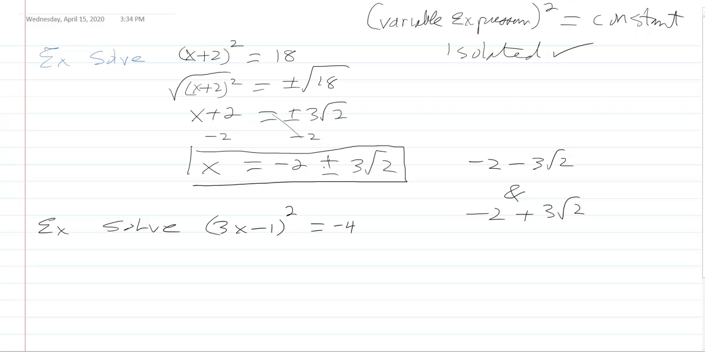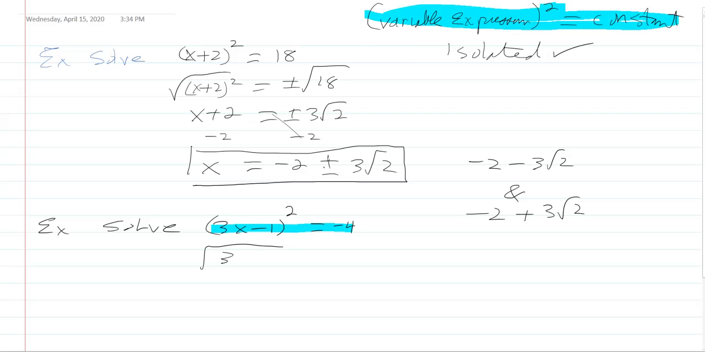Okay. Now, that means we're ready to go. We've got the same situation that we had up here. We have the variable expression squared equal to a constant. That's what we have here. Okay, same thing, same form. So let's just jump right in and take that square root.